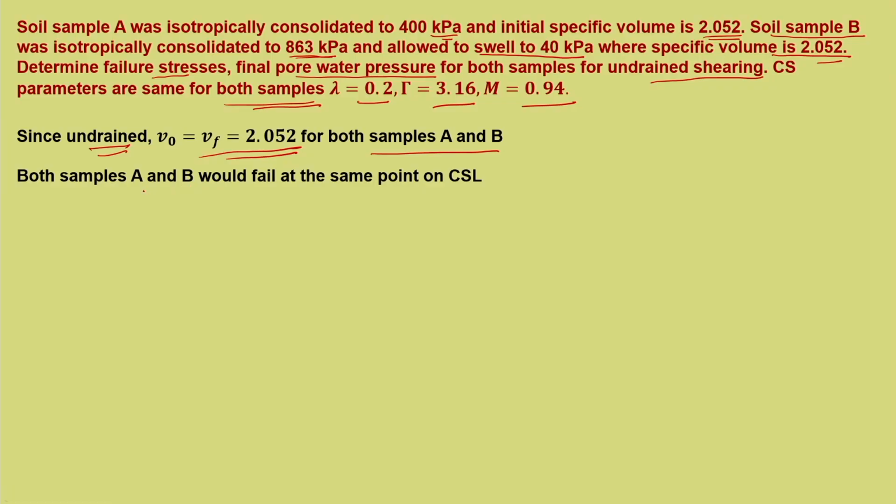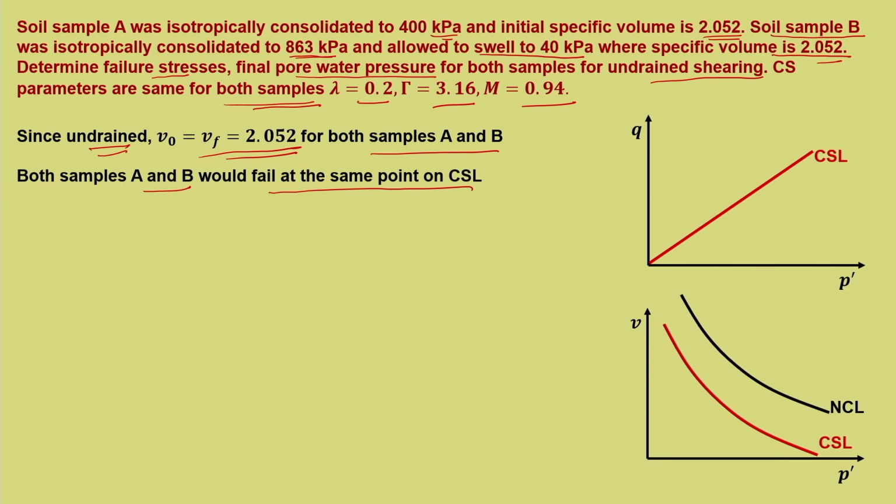Both samples A and B would fail at the same point on the critical state line. How? If you have understood the critical state concept clearly, this sentence is not very difficult to understand. But for that, it is always better that we sketch the diagram. So, it is q, p dash, v, p dash.